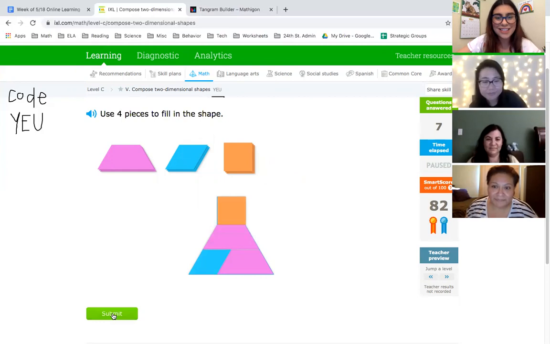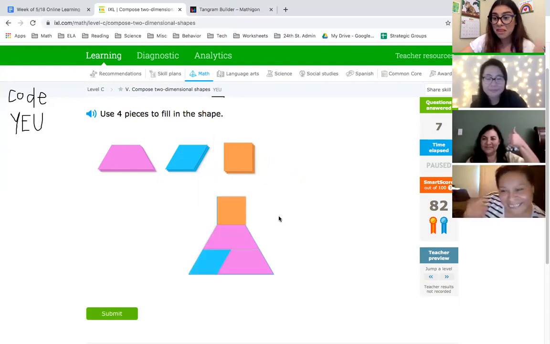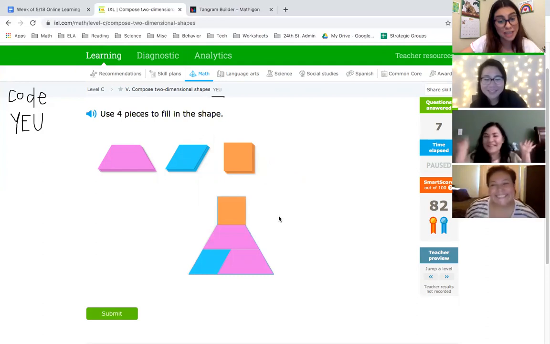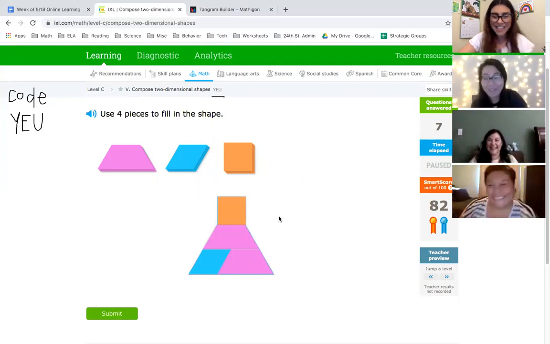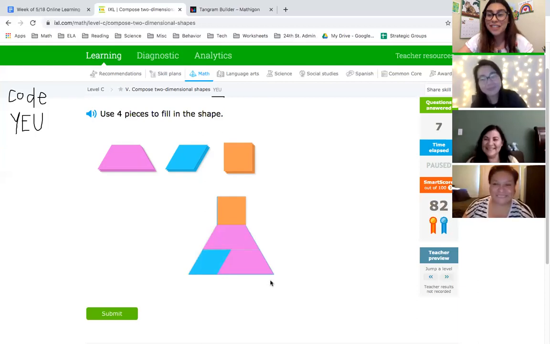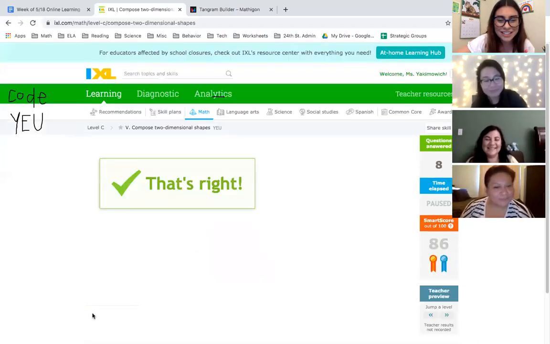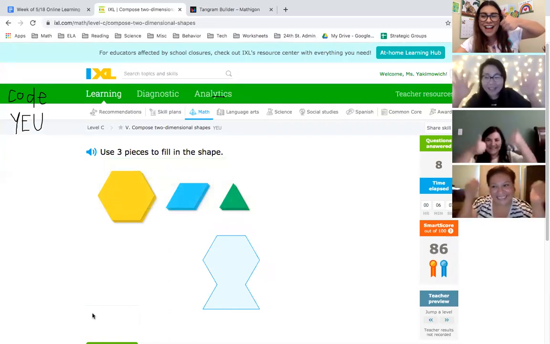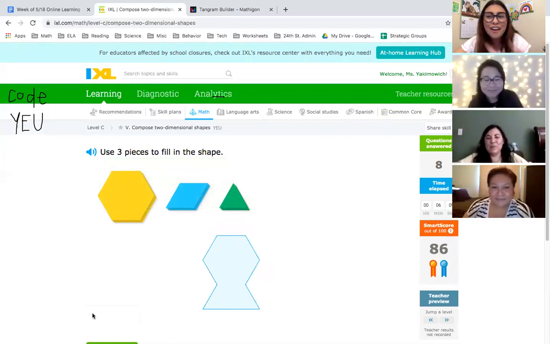And does anyone have a different idea of what this shape is? I know I said a beaker. Does anyone have, Miss Rosales, what are you thinking? It's a dress. Yeah, I can see that. It's a dress, like a quinceañera dress or a nice gown. Yes. All right, let's see. Yay! All right, we got 1 more, and then you are on your own.